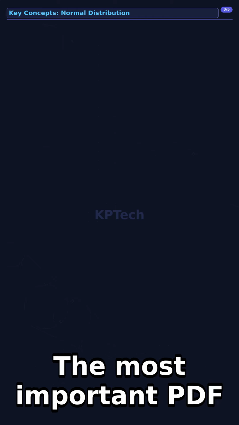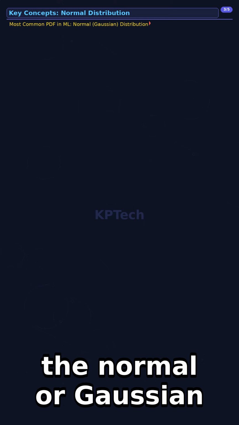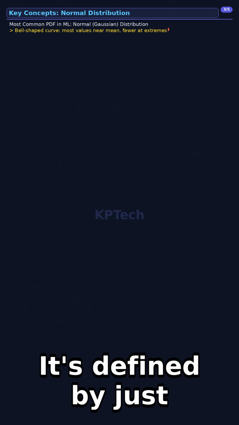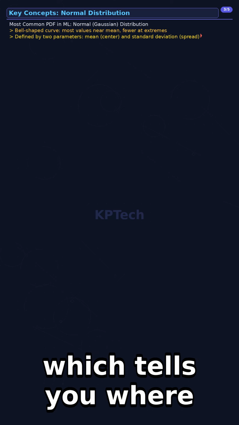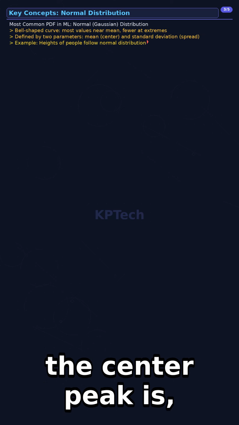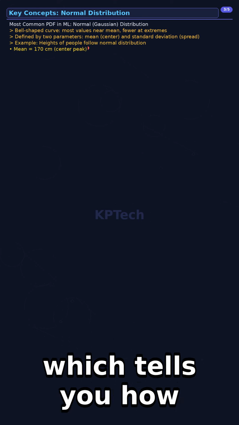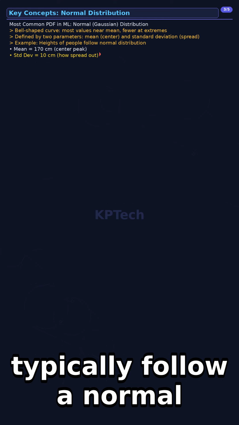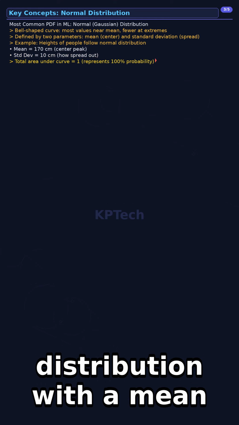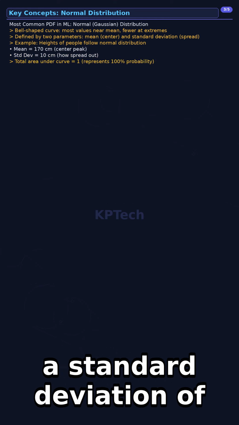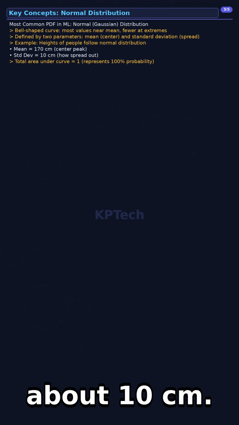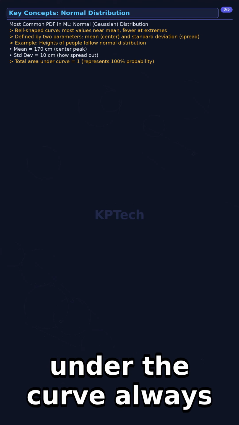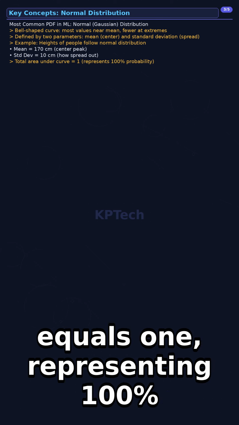The most important PDF in machine learning is the normal or Gaussian distribution, that classic bell-shaped curve. It's defined by just two parameters, the mean, which tells you where the center peak is, and the standard deviation, which tells you how spread out the data is. For example, human heights typically follow a normal distribution with a mean around 170 centimeters and a standard deviation of about 10 centimeters. The beautiful thing is that the total area under the curve always equals 1, representing 100% probability.